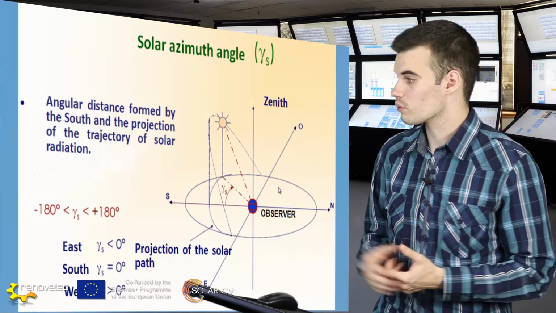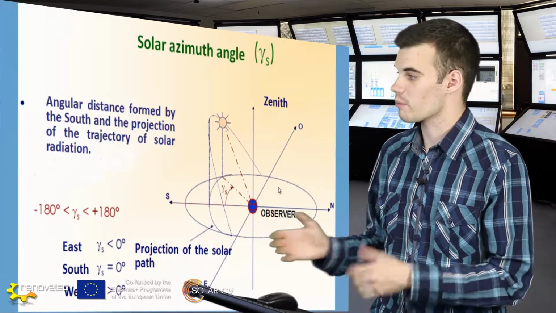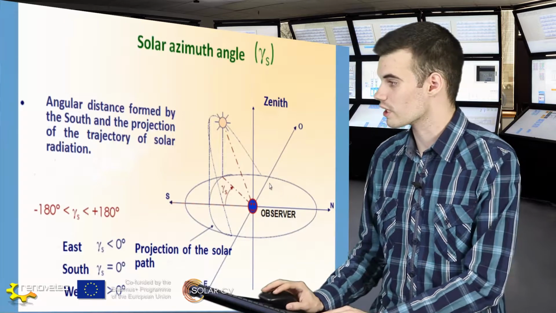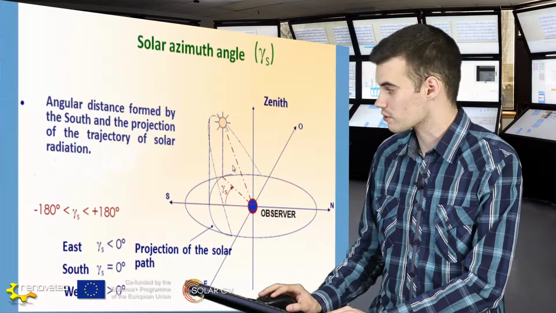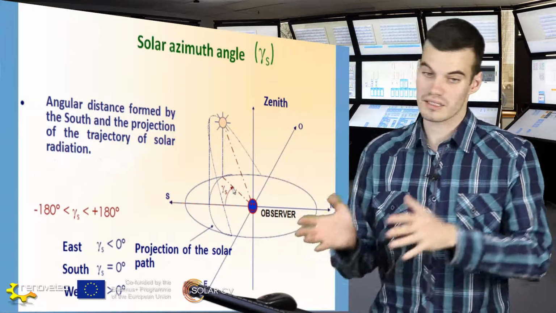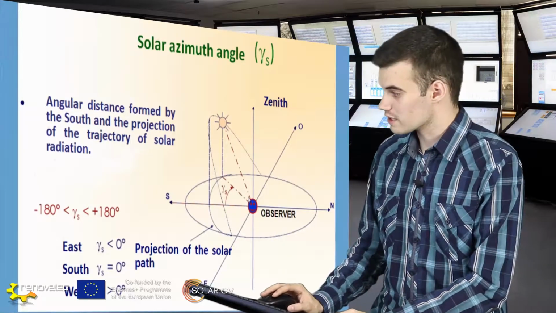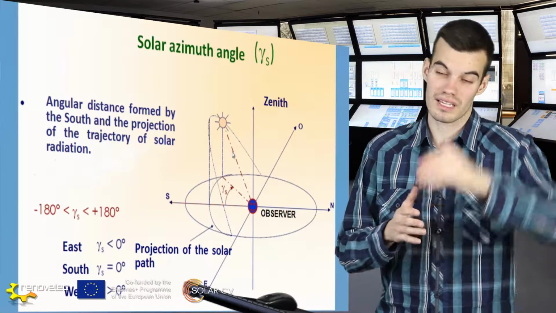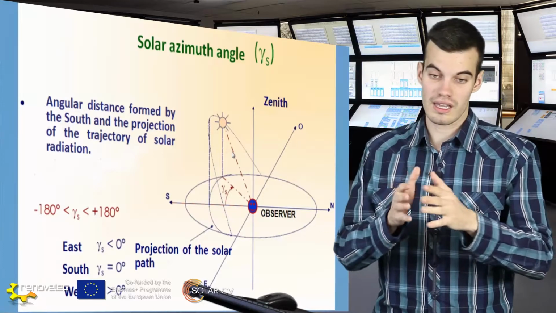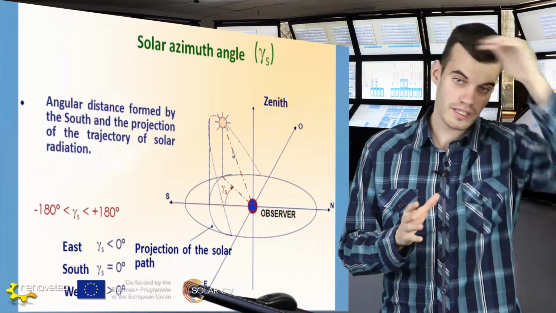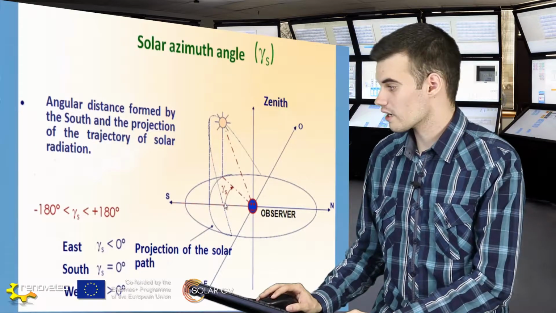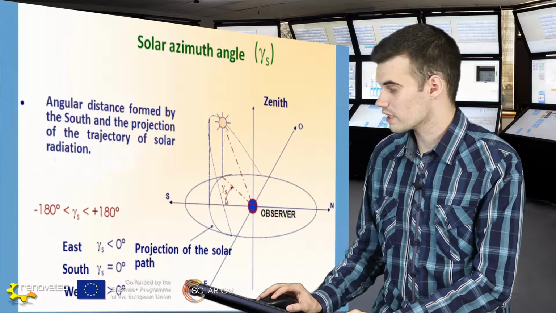Solar azimuth angle, which is the angular distance formed by the south and the projection of the trajectory of solar radiation, and really is more or less the same as clockwise angle, but the difference is that clockwise angle is measured in the sky with the help of the sun's path, and here it is measured in the horizontal plane.